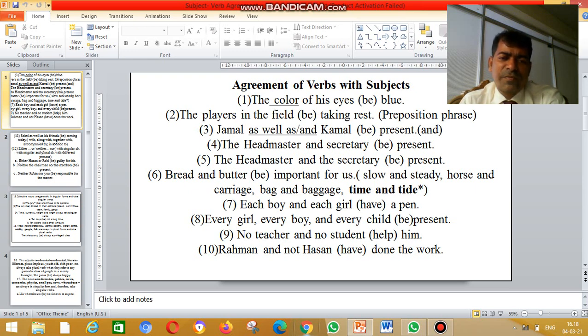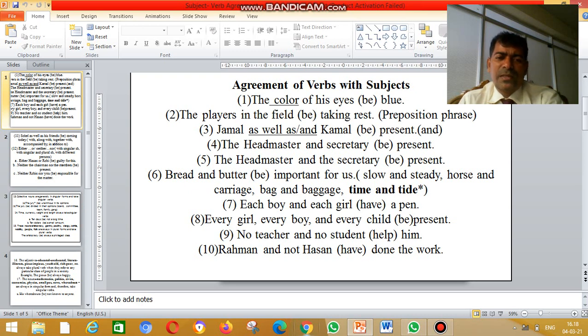But in sentence number 5, the headmaster and the secretary, two definite articles here referring to two separate persons. The headmaster and the secretary are present. Remember that, please.